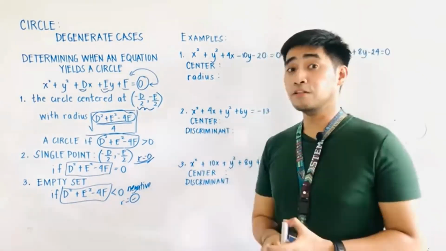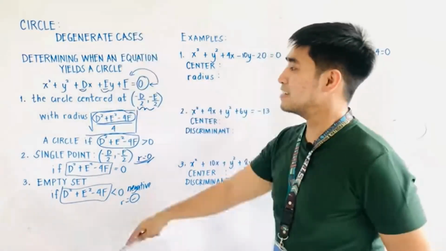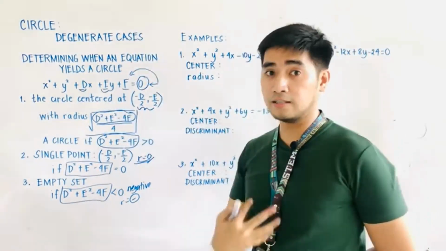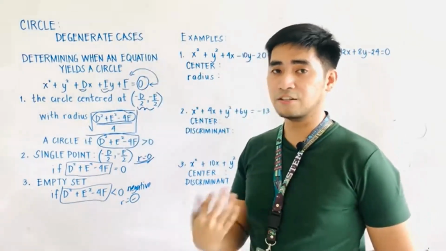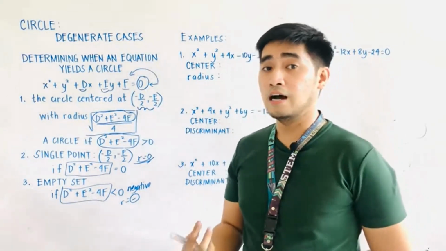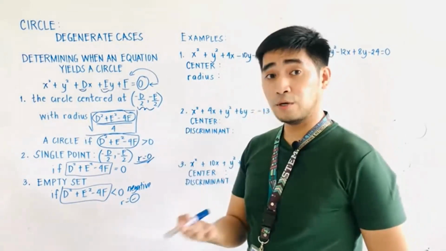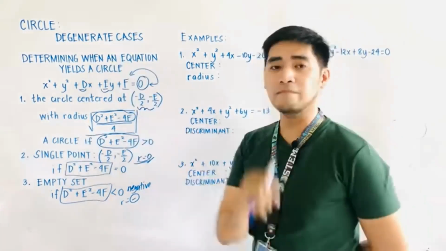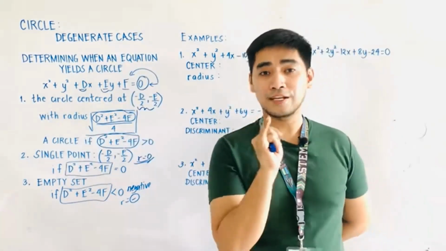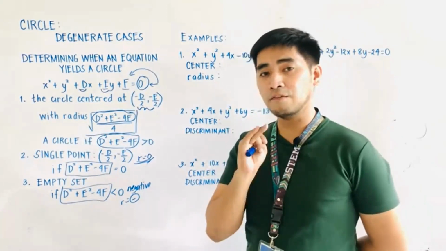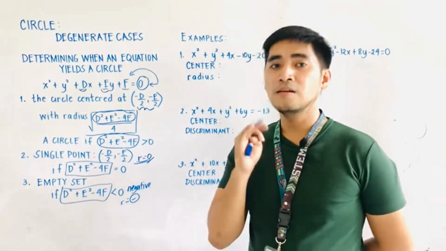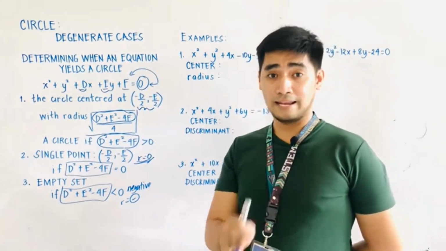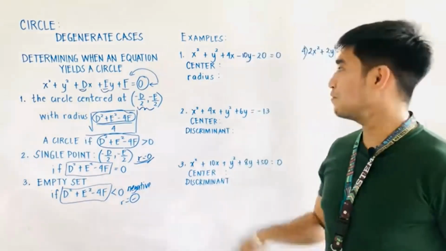Okay, in order to illustrate these ideas regarding the degenerate cases of the circle and determining whether the equation yields a circle, we'll now be applying what we have learned. Again, circle if the discriminant is greater than 0. Single point if the discriminant is equal to 0. Empty set if the discriminant is less than 0, or if it is negative. So let us now try to solve these examples.